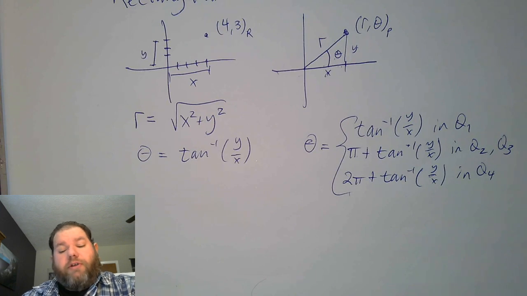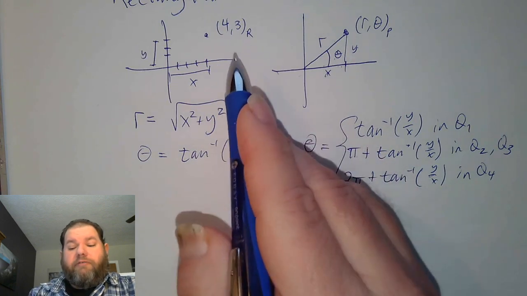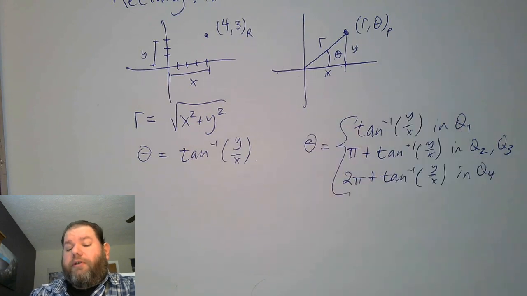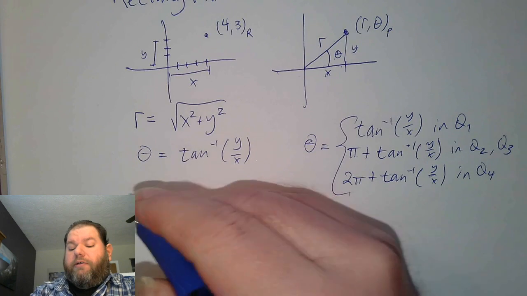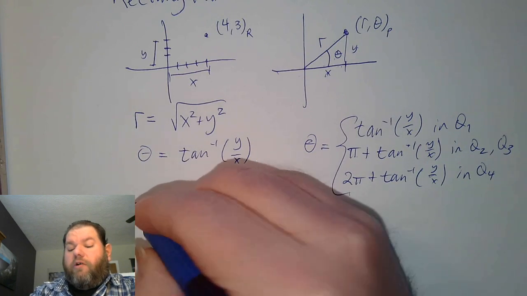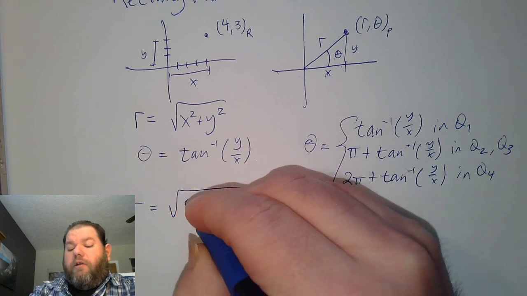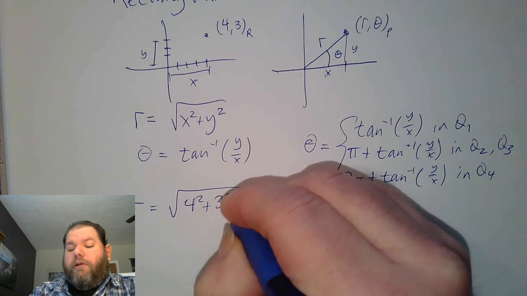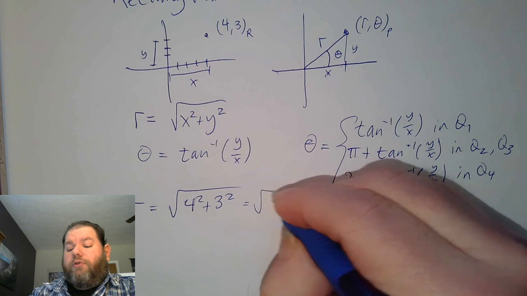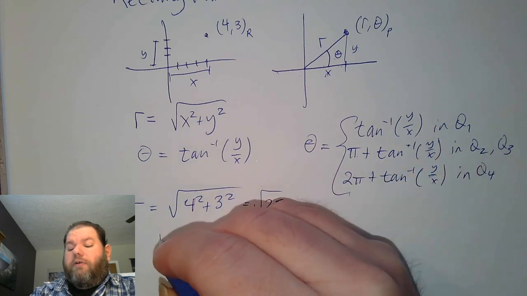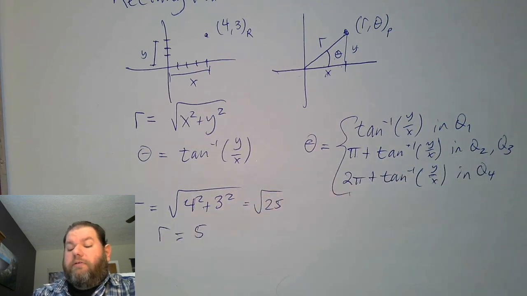Alright, so if we wanted to convert 4, 3 in rectangular coordinates to a polar coordinate, well, 4 and 3, if we take r equals square root of 4 squared plus 3 squared, that's 16 and 9, that makes 25, so square root of 25. So r is equal to 5.